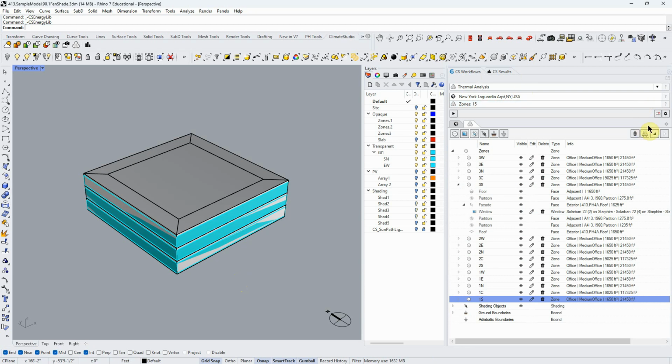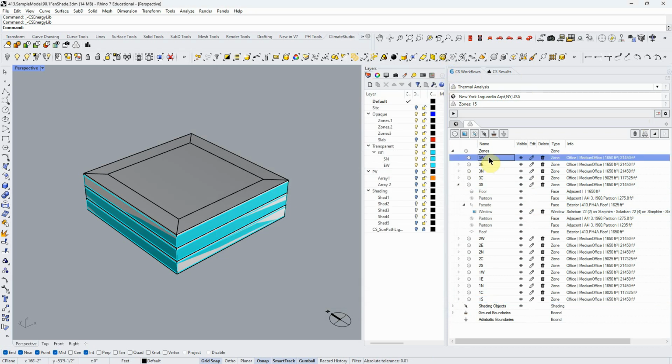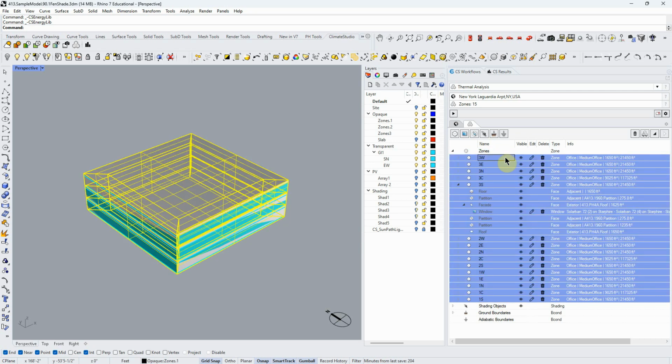Just make sure you get it. Let's go look at it. I'm going to edit. Oh, by the way, if I'm going to edit, let's say I want to edit all of my glazing at once. If I select all of my zones, and I think you have to have one of these facades open so you can see a glass in there.